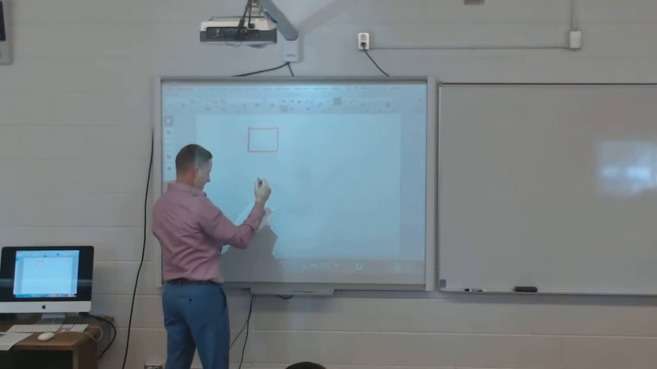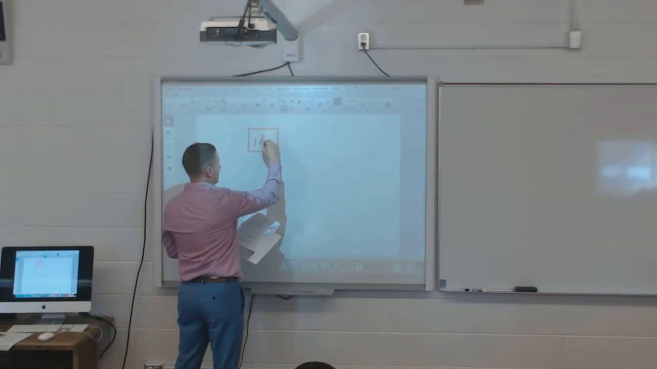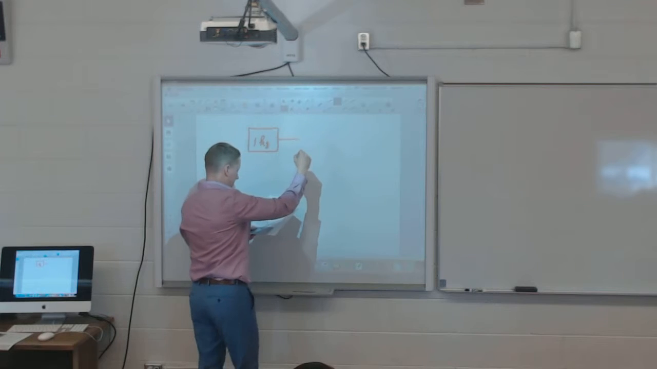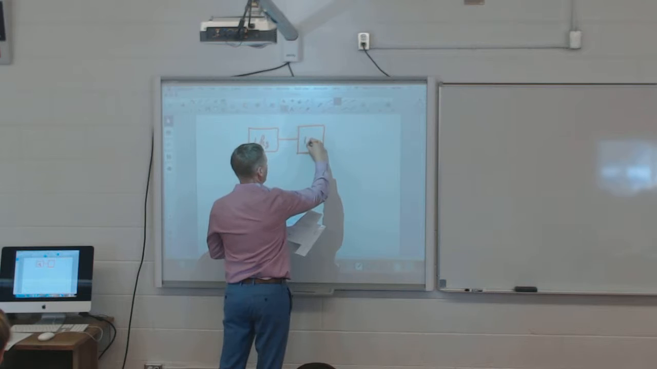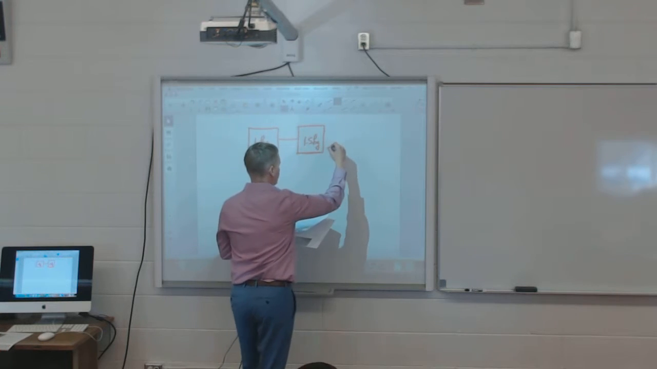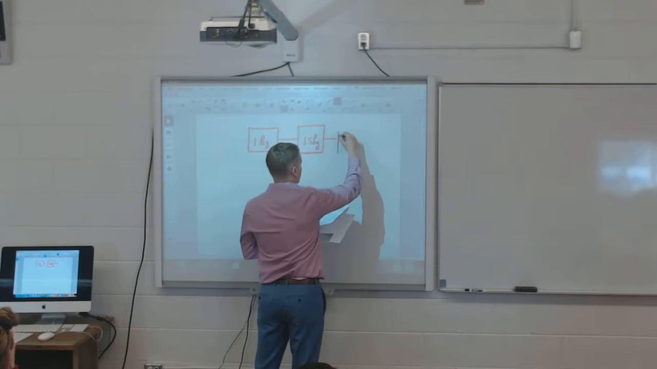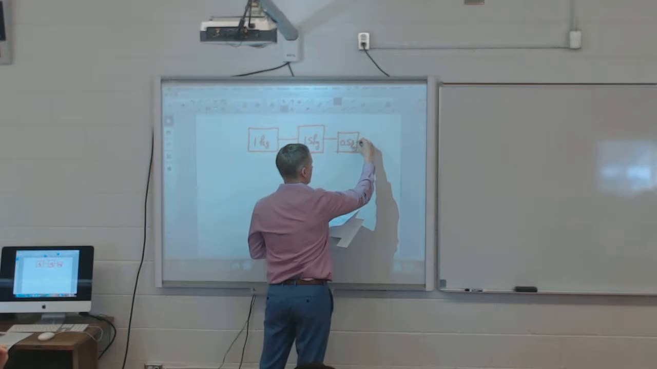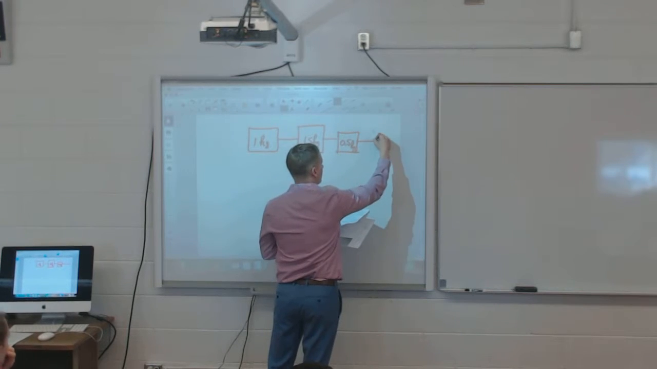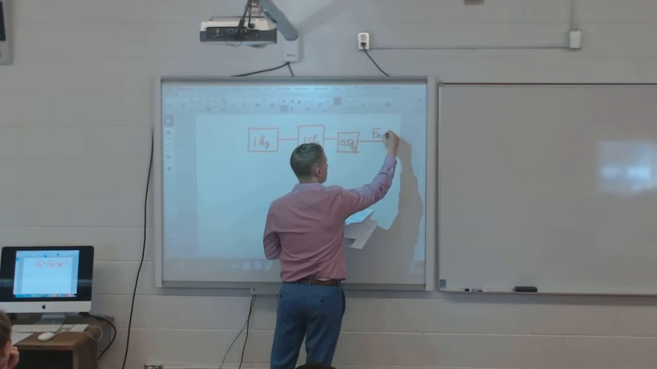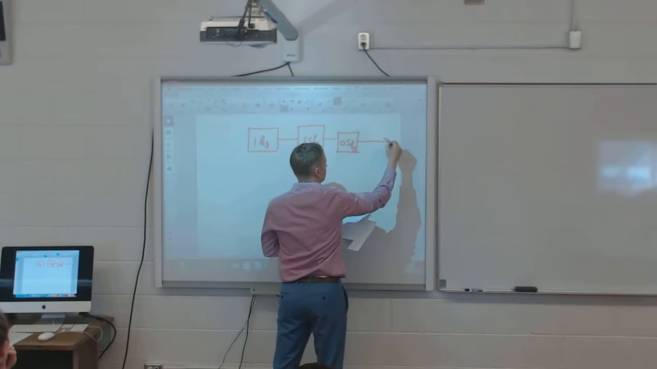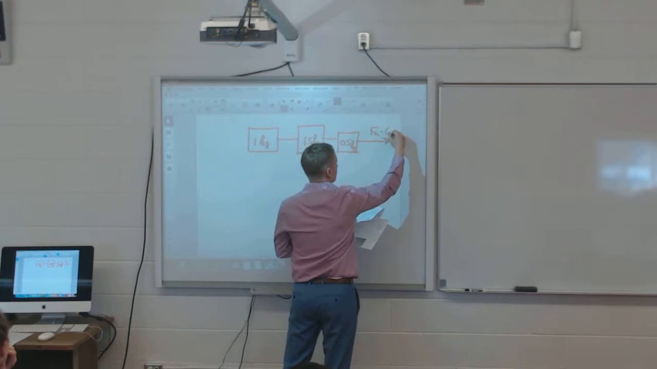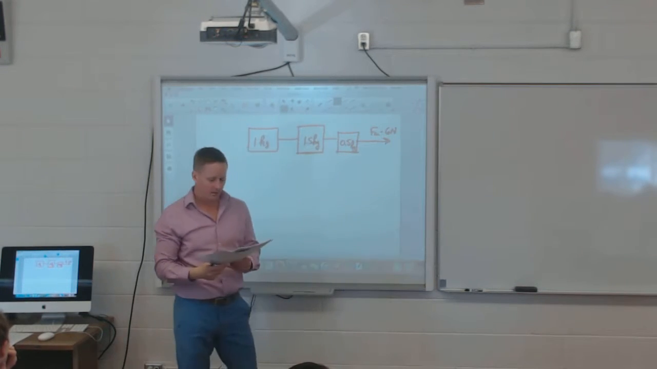I have a cart at the end, a 1 kg cart, attached by a string to a 1.5 kg cart, a smaller 0.5 kg cart, and then I have a force here pulling on all of it. That would be an applied force of 6 newtons. Okay.